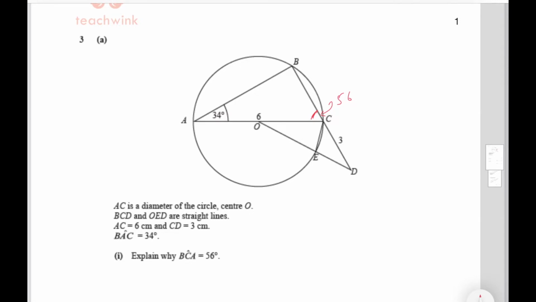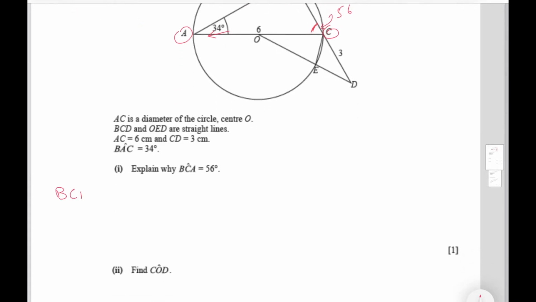First of all, if you look at the question, AC, this line over here, is the diameter. If this is the diameter and B touches the circumference of the circle, this makes this angle 90 degrees. If this is 90 degrees, we add 34 and subtract it from 180, we should get 56. So angle BCA that we're looking for is equal to 180 minus (90 plus 34). Let's see what we get. 34 plus 90 subtracted from 180, we get 56 degrees. Hence, we're done with the first part.